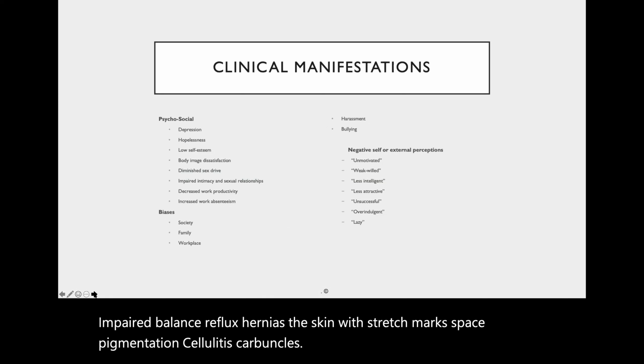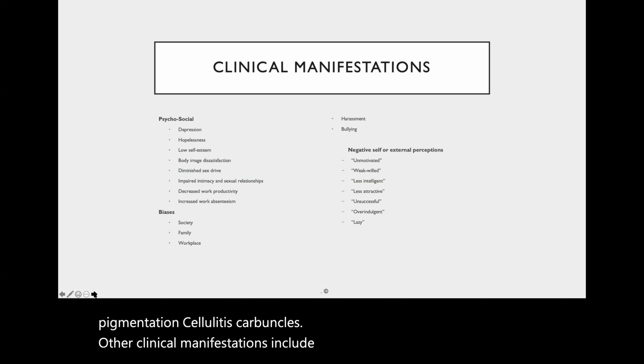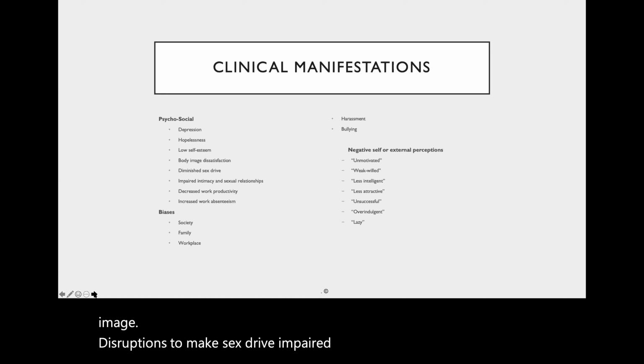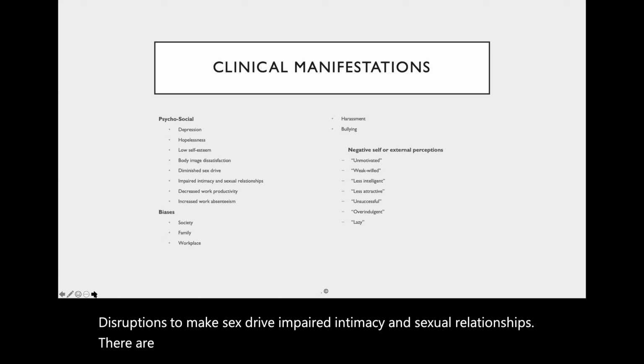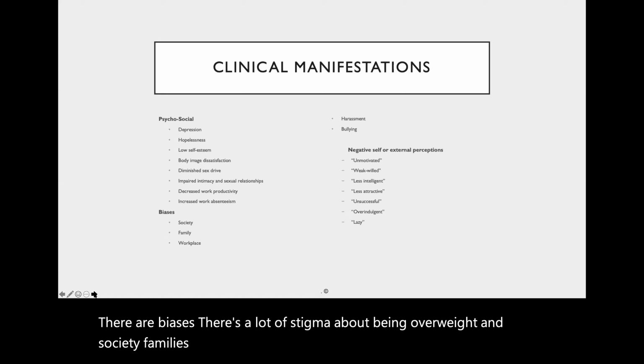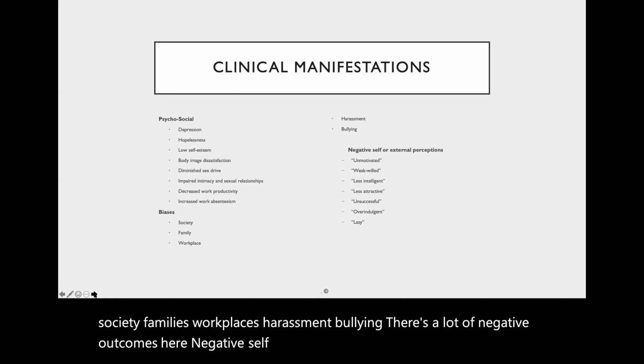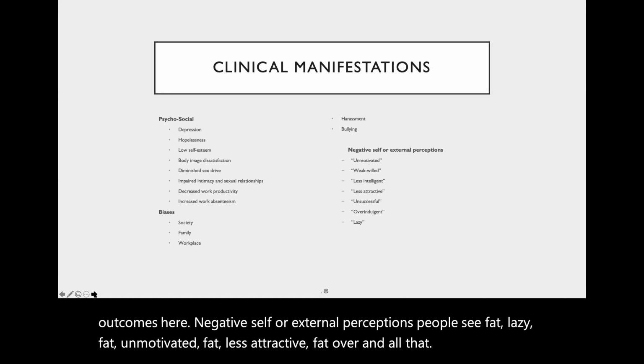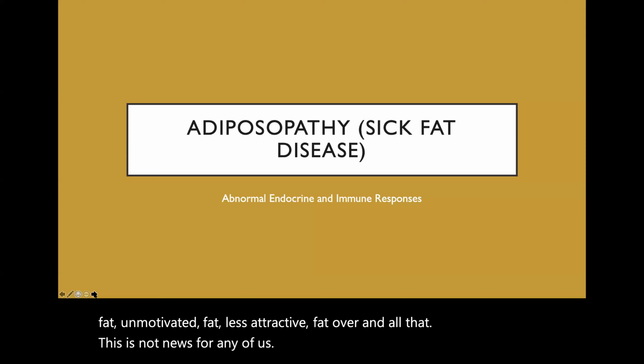Other clinical manifestations include depression, hopelessness, self-esteem and image disruptions, diminished sex drive, impaired intimacy and sexual relationships. There are biases. There's a lot of stigma about being overweight in society, families, workplaces, harassment, bullying. There's a lot of negative outcomes here. Negative self or external perceptions. People see fat, lazy, fat, unmotivated, fat, less attractive, fat, overindulgent. This is not news for any of us. So that's the fat mass disease.